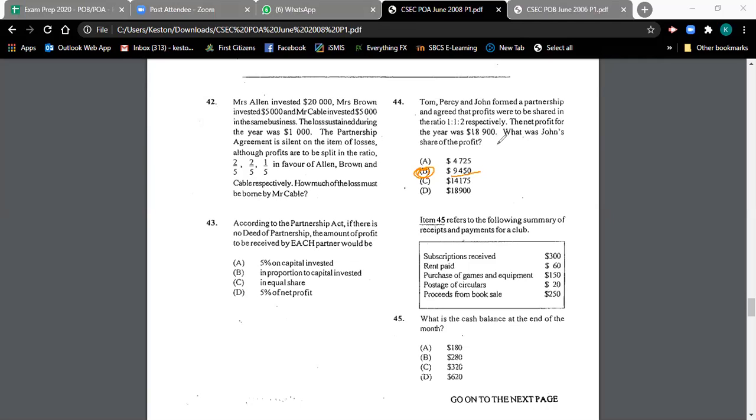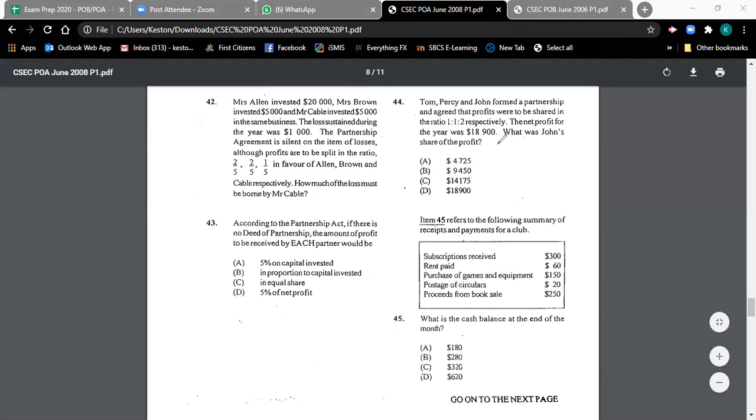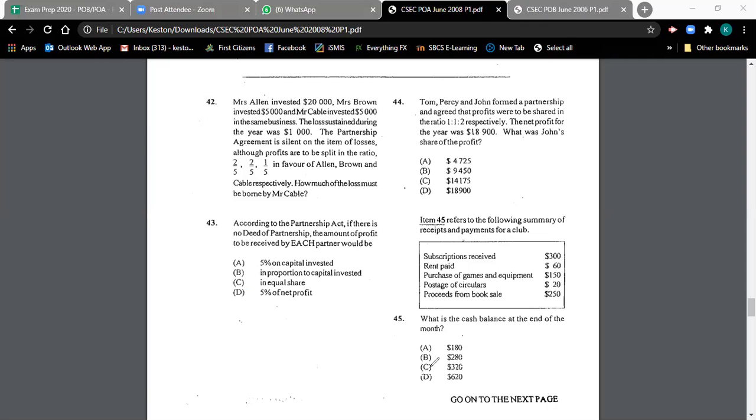45. What is the cash balance at the end of the month? We'll get to this one. Well done, Ariana. C is correct. It is 320. Good job, Avisha. Shania, well done.